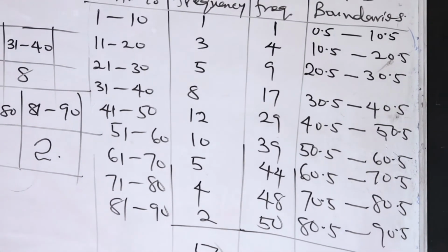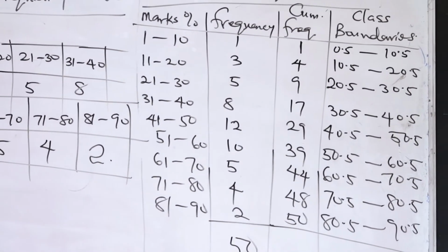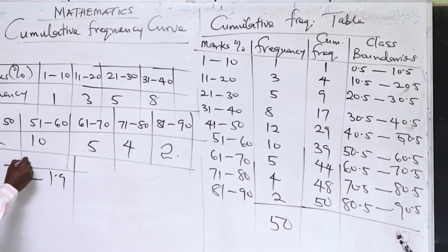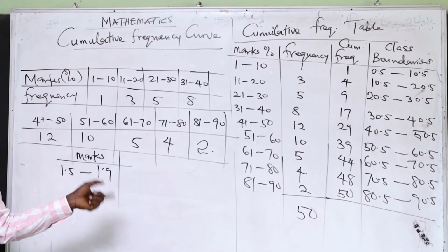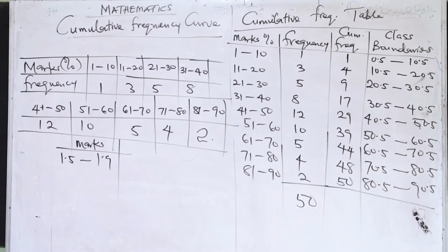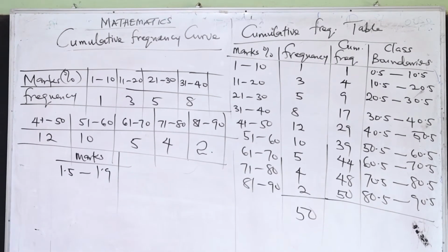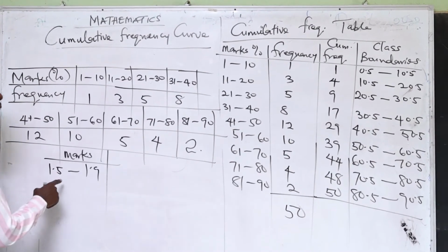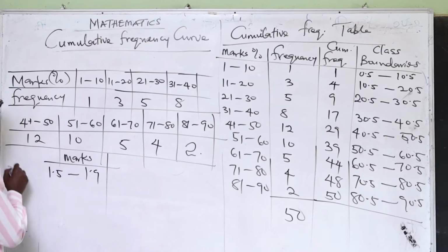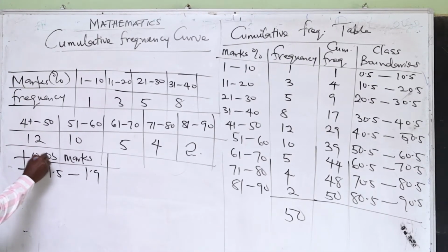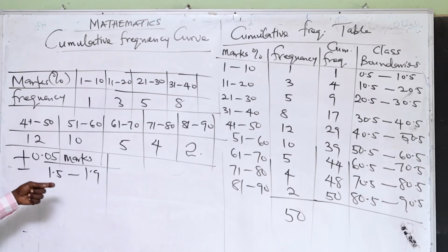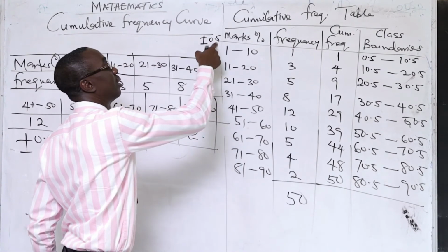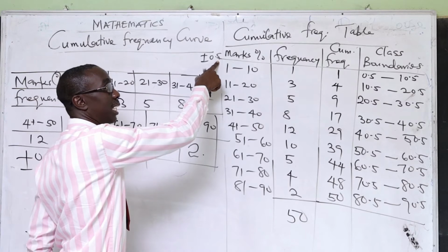if you have 1.5 to 1.9, how do you get the class boundary of this? This is not a whole number. Now it will change from plus or minus 0.5 to plus or minus 0.05. Because already when it was whole numbers, we were using plus or minus 0.5 because we were using something of one place of decimal.